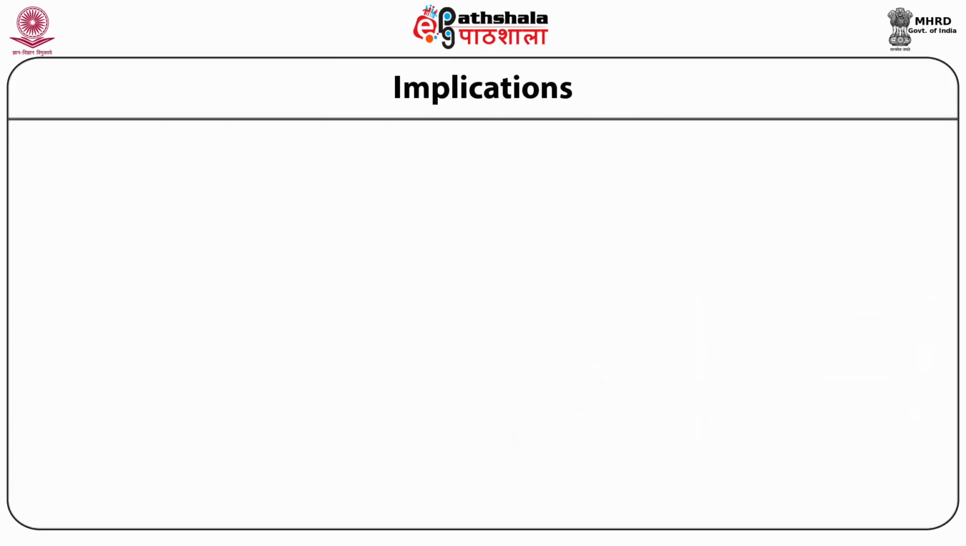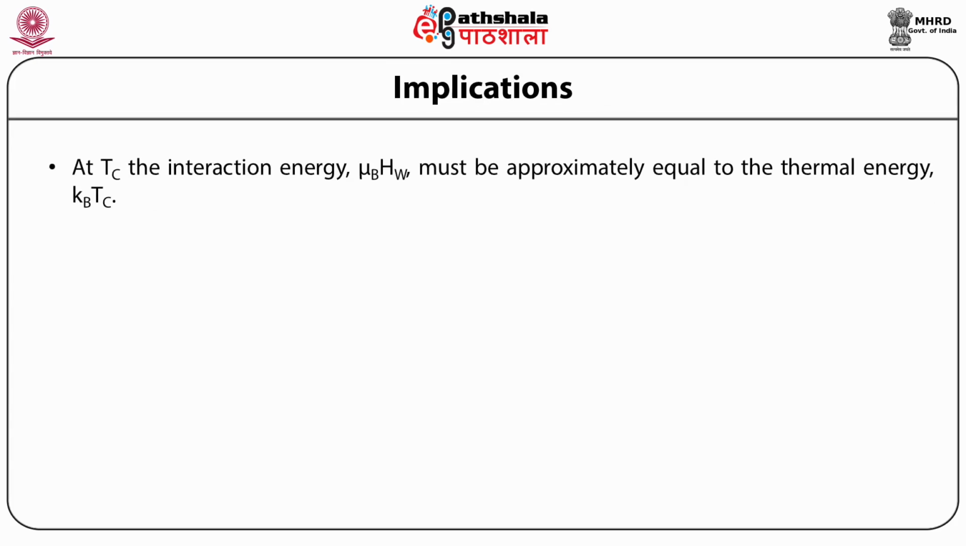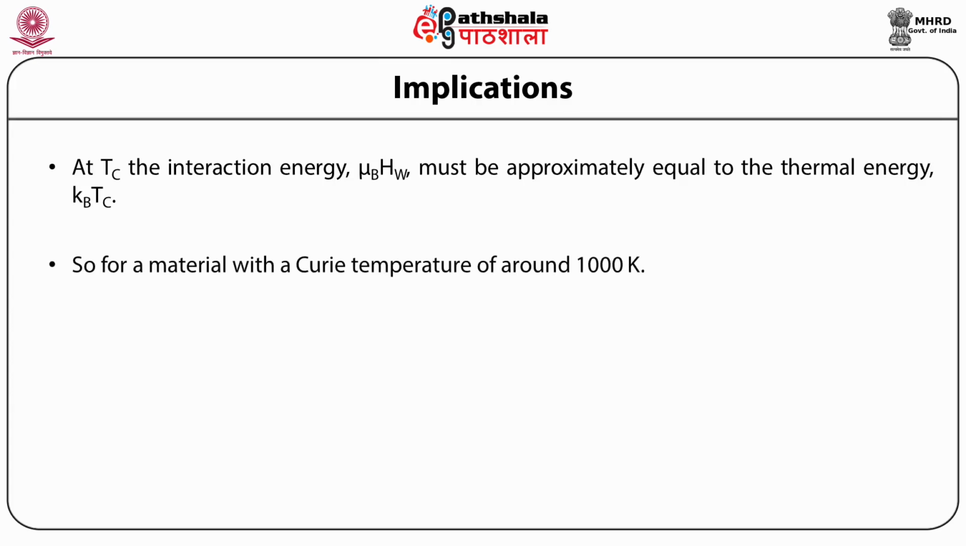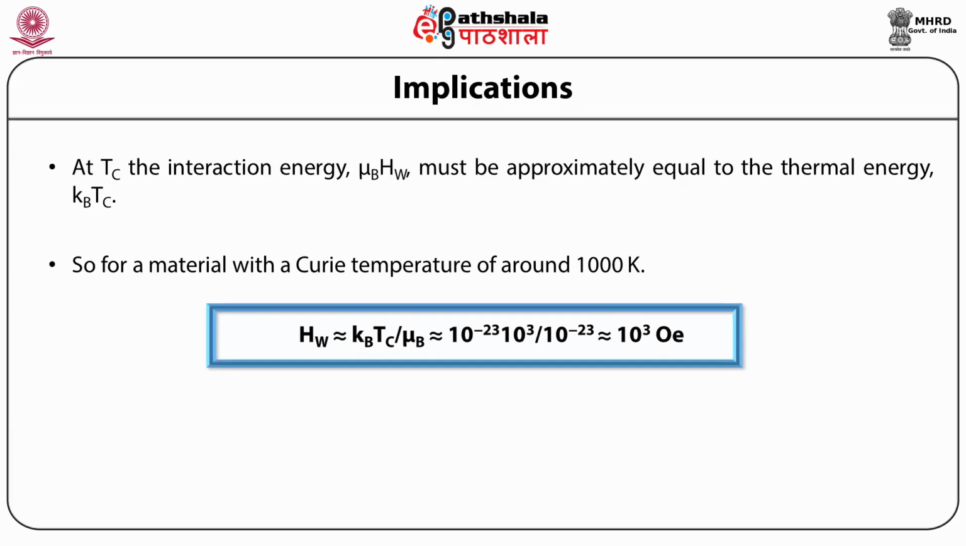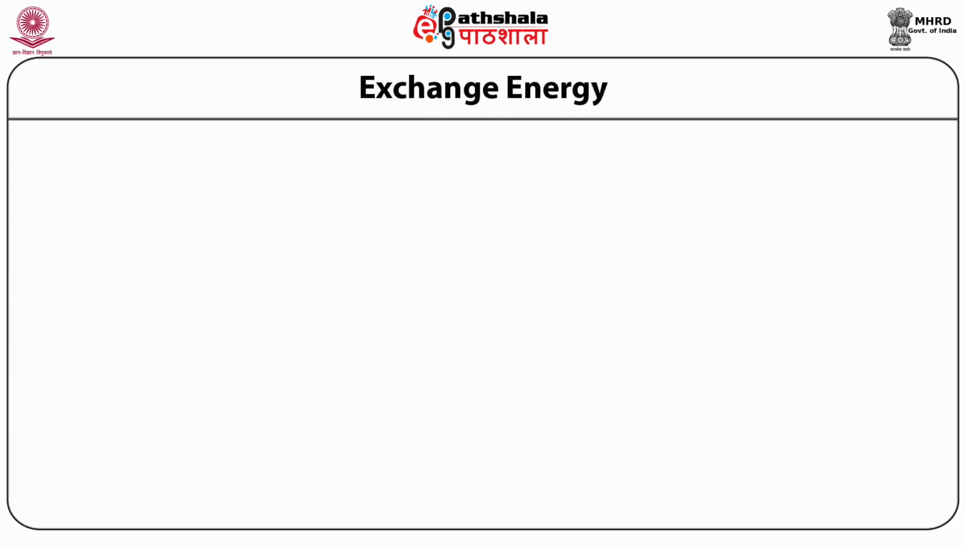So students, let us discuss what are the implications of this Curie-Weiss law. At Tc, the interaction energy, that is mu b Hw, must be approximately equal to the thermal energy, which is Kb Tc. So for a material with a Curie temperature of around 1000 Kelvin, the Hw will be equal to 10 to the power 3 oersted, and this is a very large field. Exchange energy.